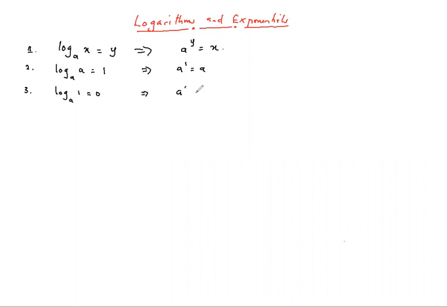if I have log a x is equal to y, it's the same as saying I have a to the power y is equal to x. So I'm going straight to the properties. If I have log a a, it must be 1, because it only makes sense that a to the power 1 should be a. If I have log a 1, this must be 0, because it makes sense that a to the power 0 be 1.